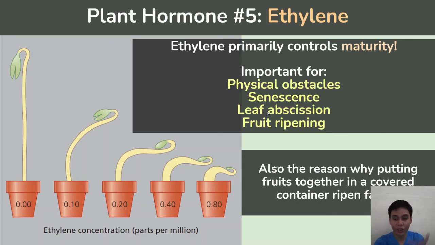This is very important for your temperate plants that live in places with 4 seasons. So during fall or autumn, leaf abscission is when the leaves fall off because they are no longer helpful during the winter season. So it's again determined by ethylene, and fruit ripening is also done by ethylene, which is why putting fruits together in a covered container helps them ripen faster, especially apples and bananas.